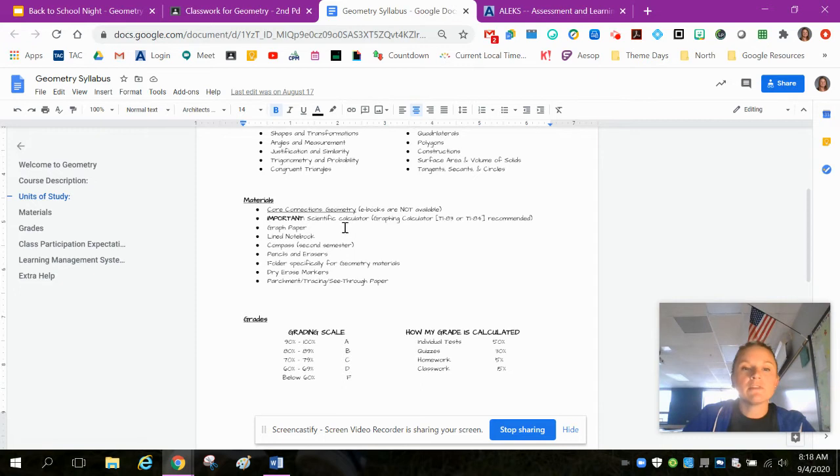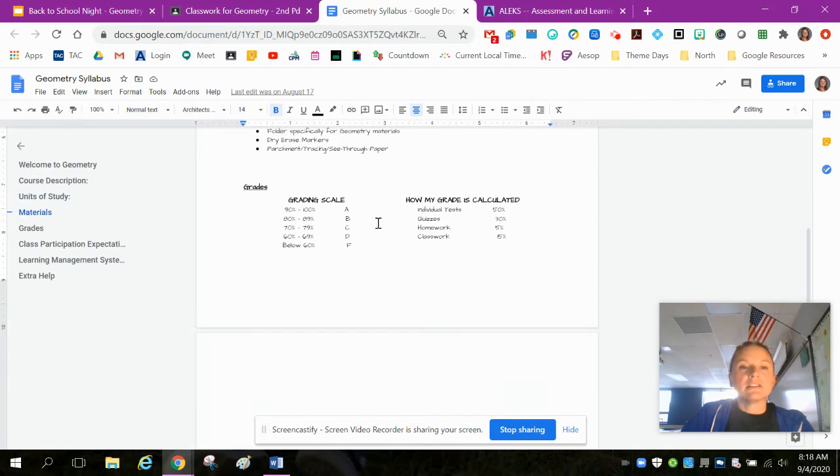Graph paper will be very useful, lined notebook paper for note taking, possibly a compass for second semester. This is still something that we're kind of thinking through, and we just have to wait and see what happens with the school year, but that might possibly not be needed until second semester. Pencils, erasers, a folder, dry erase markers, and that would be about it.